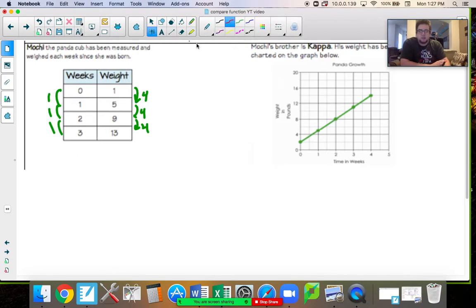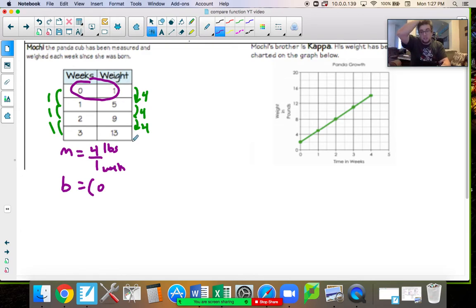By checking if it's linear, we just figured out the rate of change. 4 over 1. So Mochi is gaining 4 pounds every week. And it looks like here's our y-intercept point. B, Mochi was 1 pound. It doesn't even say pounds. This one doesn't say what the weight is. It could have been in tons for all we know because it's not labeled. So 1 pound at birth. All right, Kappa started at 2 pounds at birth, so it was a heavier baby.